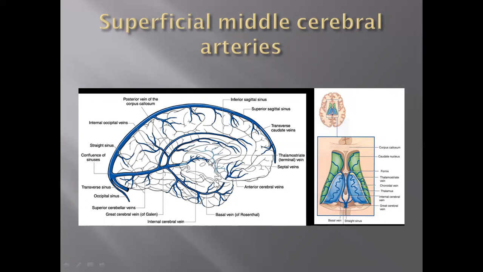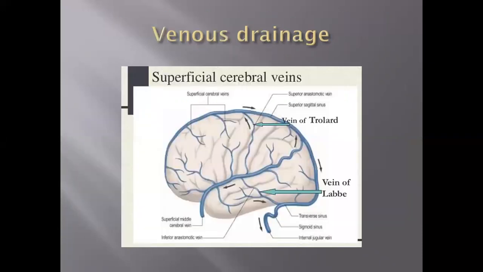Then the internal cerebral veins would unite to form the great cerebral vein of Galen. The great cerebral vein of Galen will receive the tributaries of those unnamed veins that I mentioned earlier on. Then it's going to empty into the straight sinus. So this is what I was describing about the superficial middle cerebral vein. It has anastomotic channels, the vein of Trolard that goes to the superior sagittal sinus. Then it is the vein of Labbé, which goes to the transverse sinus.